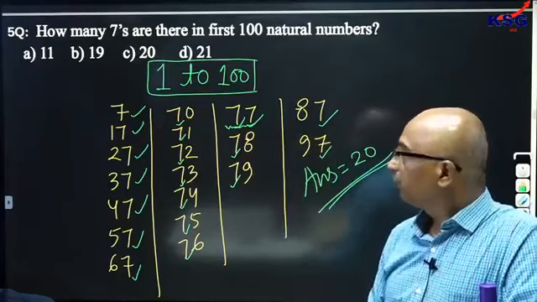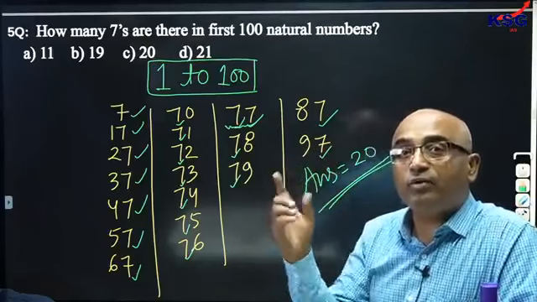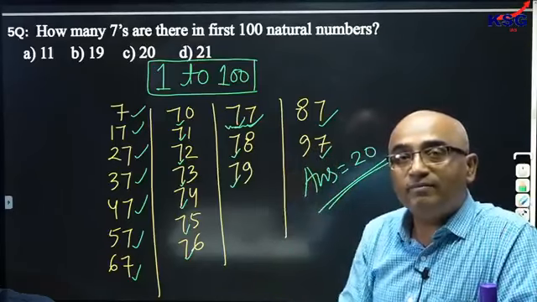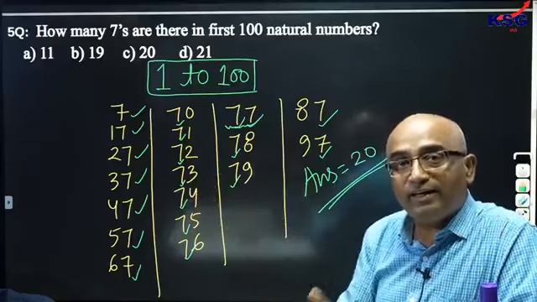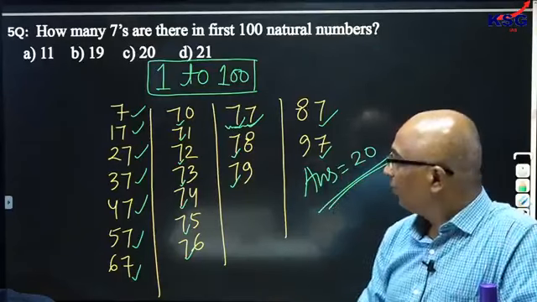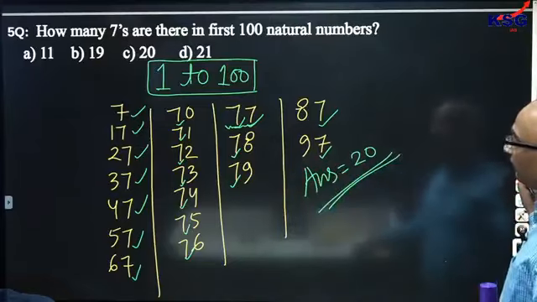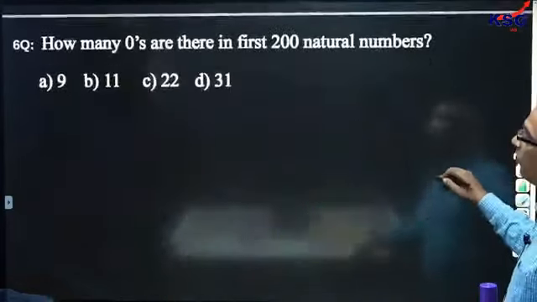Student, if the question is how many times 5 in the first century, the answer is again 20 times. 8, how many times? 20 times. But not all digits. So the answer is exactly 20 times. Tell me the answer of the 6th question.